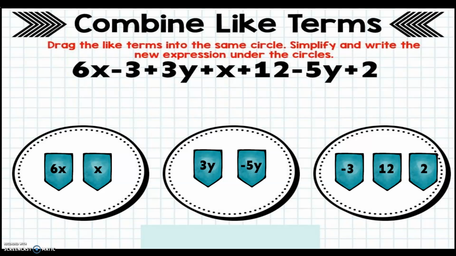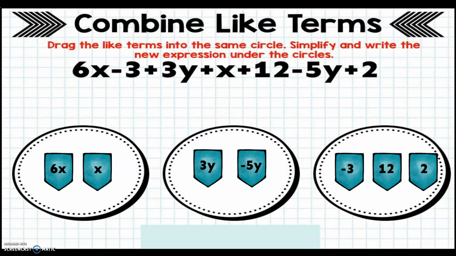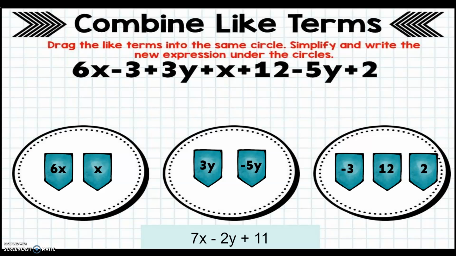All right, so now I need to add them together like we saw before. So I have 6x plus x, 3y minus 5y, negative 3 plus 12 plus 2. Putting that all together, 6x plus x equals 7x, 3y minus 5y equals negative 2y, and then I have negative 3 plus 12 plus 2 equals positive 11. And that's what you should have written on the bottom. That's the simplified expression of the expression we have at the top.